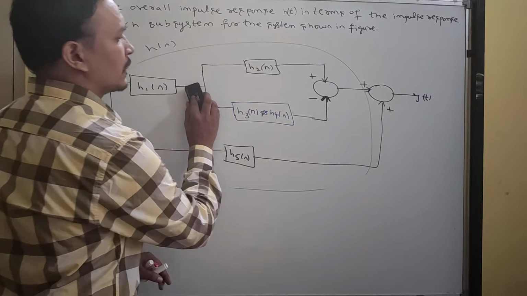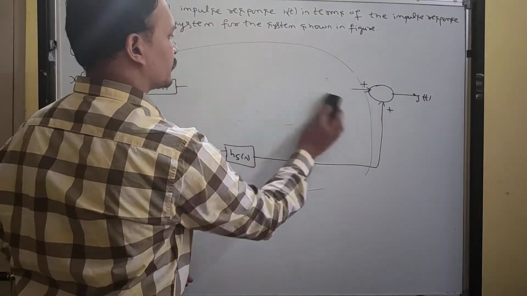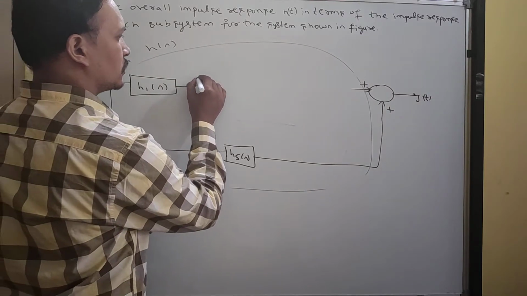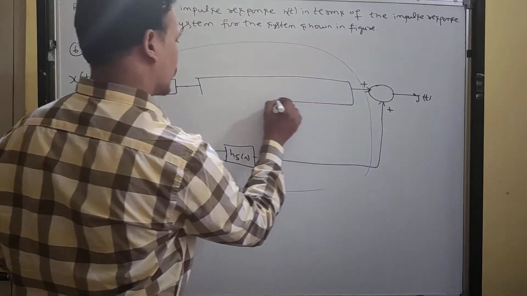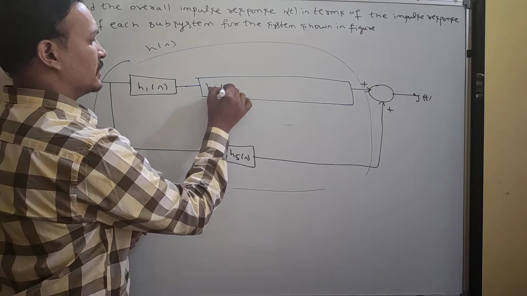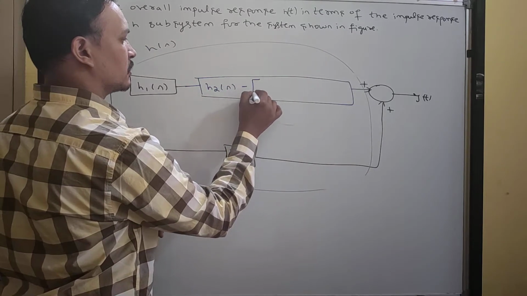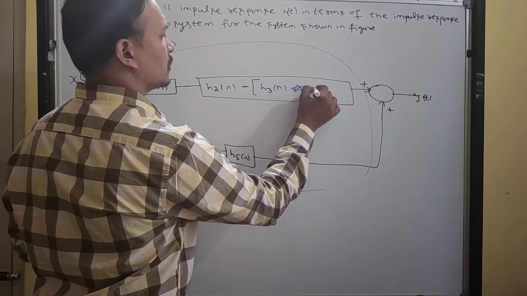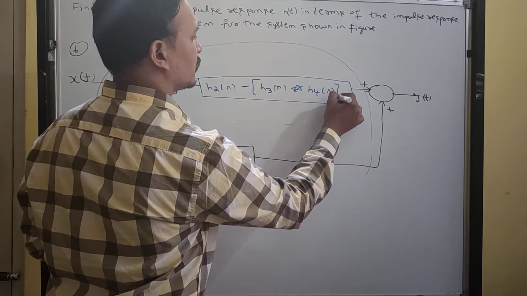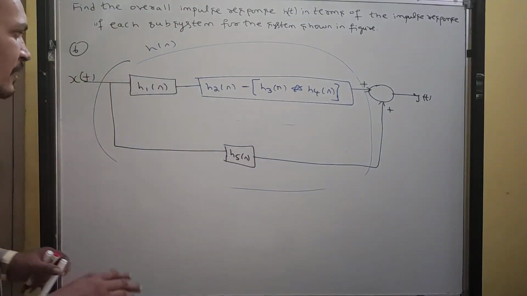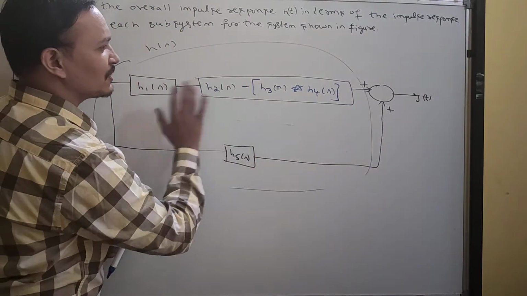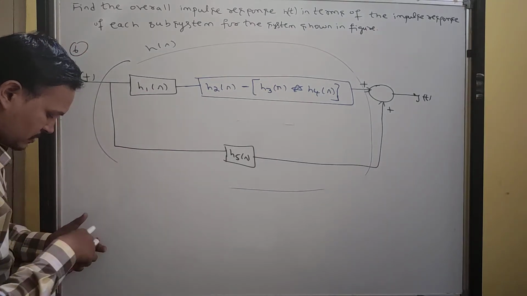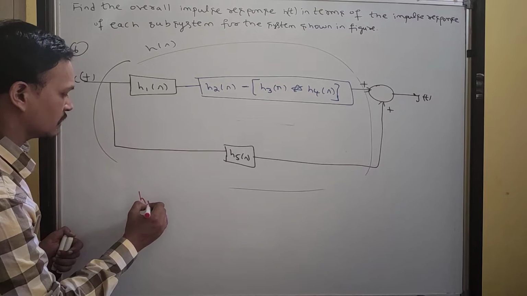So therefore you can reduce all this. By reducing that, you can write overall H2 of n minus H3 of n convolution H4 of n. Now again look at here. Now these two are connected in series. What can you write for that? Series now.